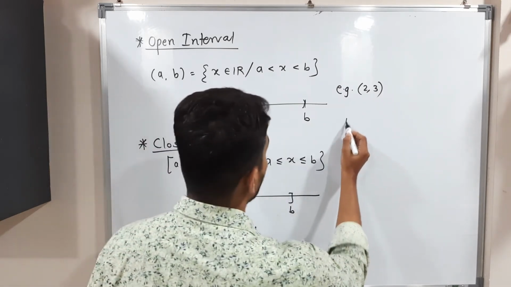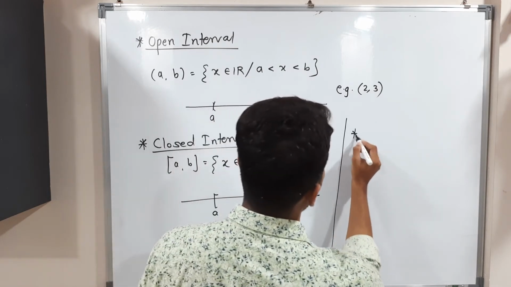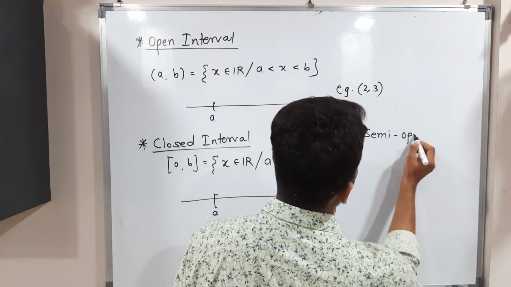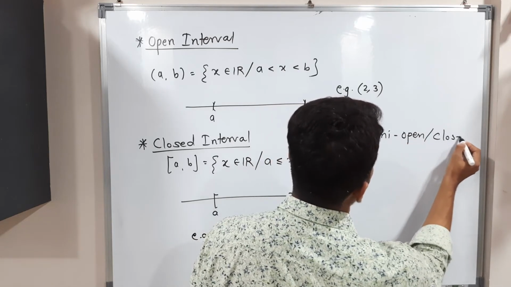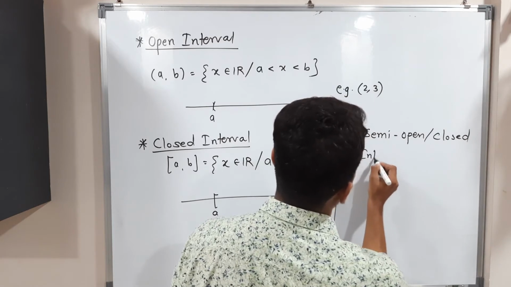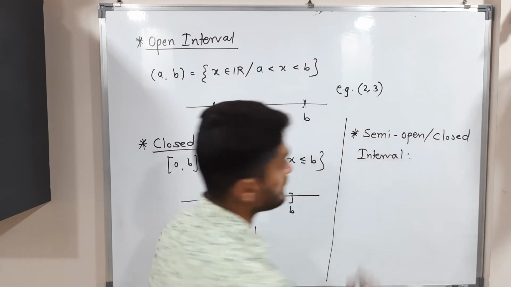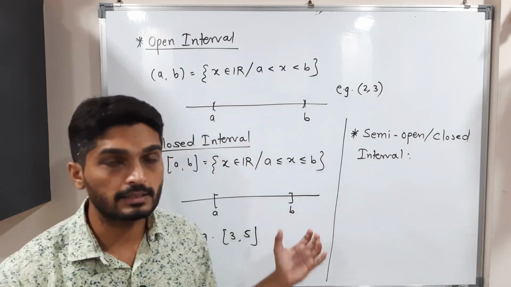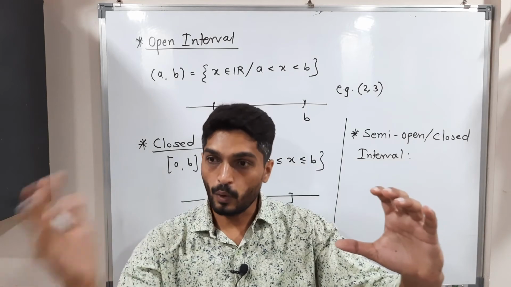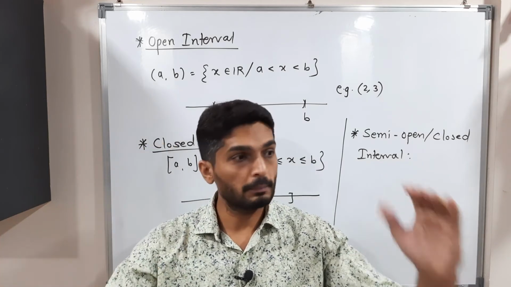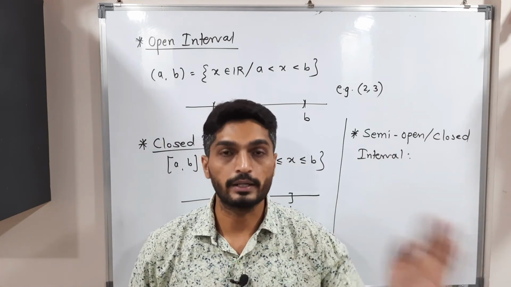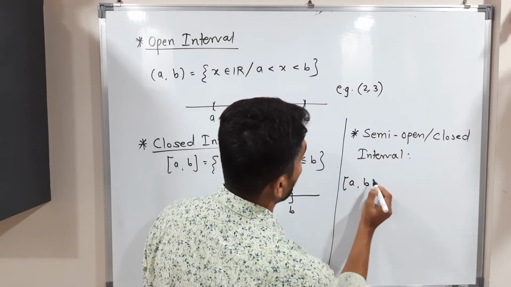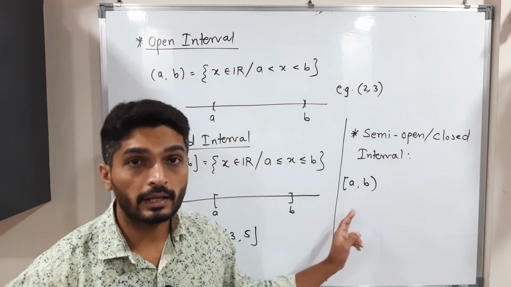The next concept I will write here is the semi-open or semi-closed interval. Any interval normally has two boundary points. Out of these two, one boundary point is included but the other boundary point is not included. That means it is excluded. For example, this is closed at a, open at b.